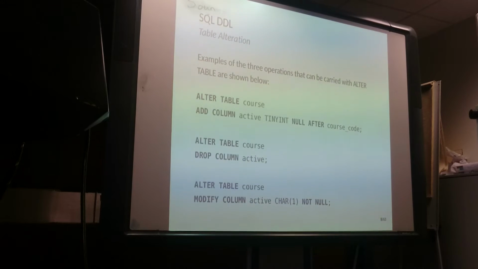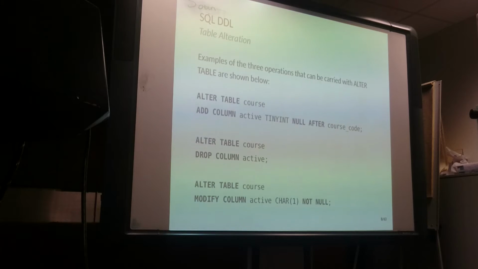There's three examples basically: alter table course add column active tiny int. What is tiny int? Does MySQL have a Boolean type? Anybody? It doesn't actually, yeah. The only thing you can use is tiny int. And it's basically set to null after course code. So in MySQL we can say where it appears in the list of columns. You can say put it in after another column name.